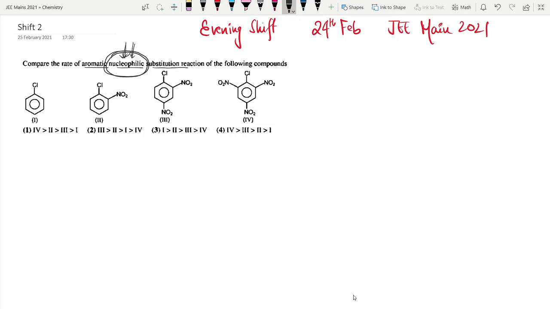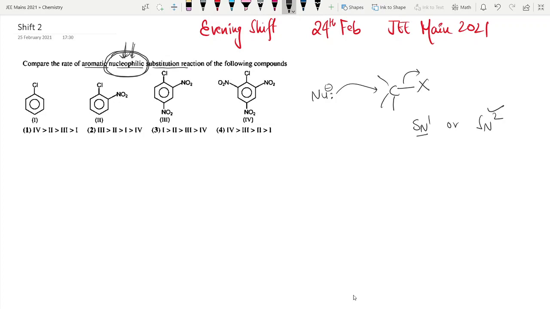Nucleophilic substitution, how does this happen? You have seen nucleophilic substitution in alkyl halides. If you have a halogen and a nucleophile, then the nucleophile attacks and the halogen can leave. And this can happen in any order. That's why you can have SN1 or SN2. If the nucleophile attacks and the halogen leaves at the same time, that is SN2, and if the nucleophile attacks after the halogen has left, that is SN1.